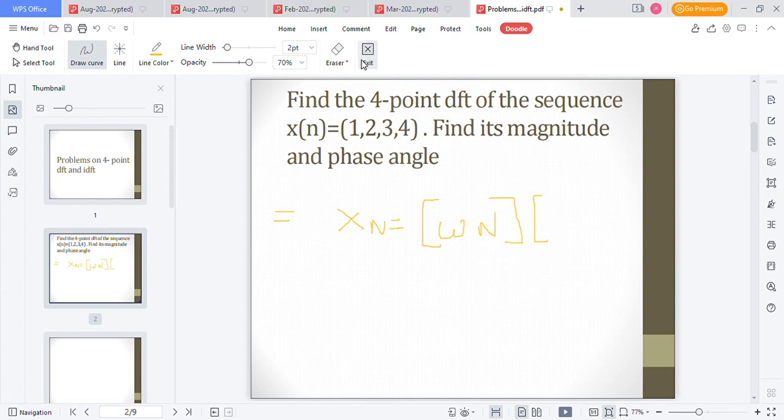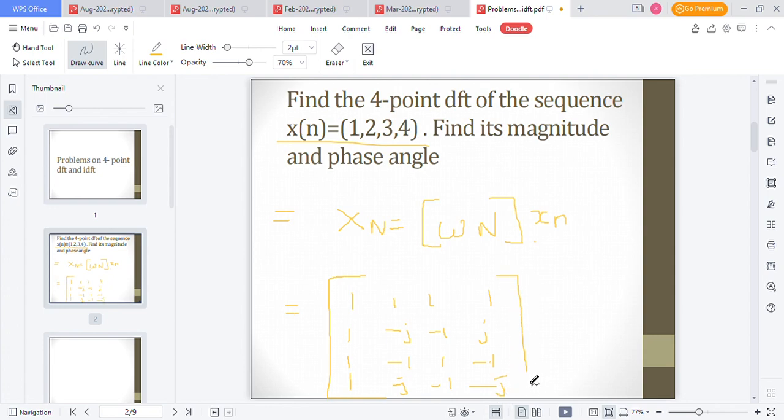The same matrix you are going to use, and then multiply with x of n. Your x of n is this given, right? So now what I'm going to do is take 1 1 1 1, 1 1 1 1, and this is minus j, minus 1, j, and this is minus 1, 1, and once again it is minus 1, and this is my j, minus 1 and minus j, right?